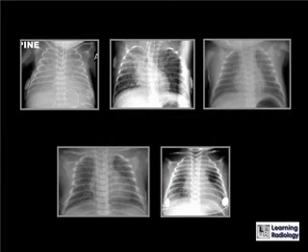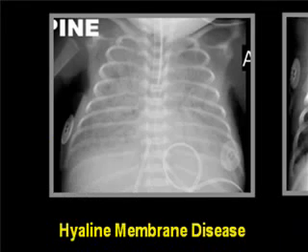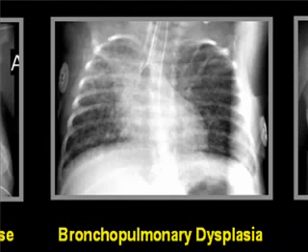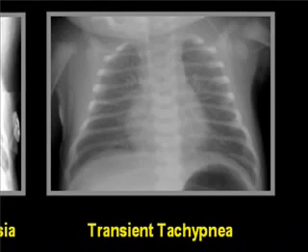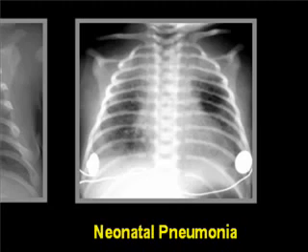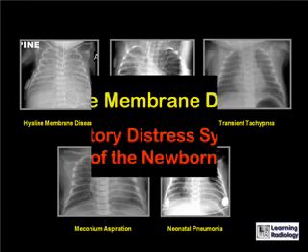The 5 diseases we're going to talk about are hyaline membrane disease, bronchopulmonary dysplasia, transient tachypnea of the newborn, meconium aspiration syndrome, and neonatal pneumonia.